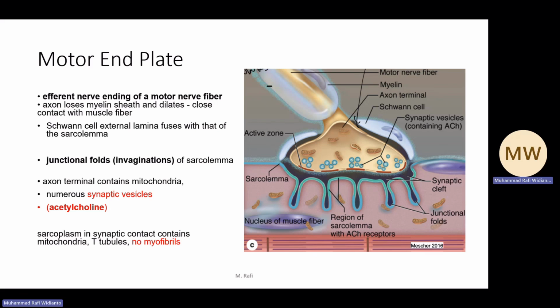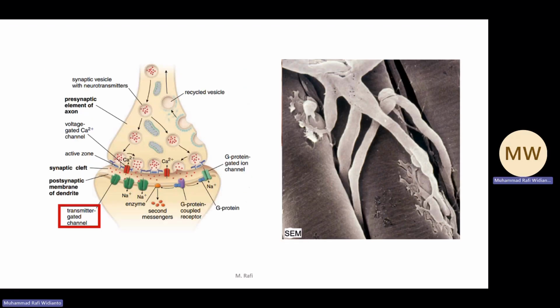So again, the axon loses its myelin sheath and it widens to close its contact with the muscle fiber. And ultimately, the Schwann cell's external lamina will fuse with that of the sarcolemma. And as you can see here, the sarcolemma does not contain the myofibrils. The myofibrils are further down. At the level marked C in the picture, you can see the letter C, that's basically where the myofibrils are. But the sarcolemma basically just contains the mitochondria and the T tubules used to spread the action potential. And yeah, here is just another picture of the motor end plate through SEM.